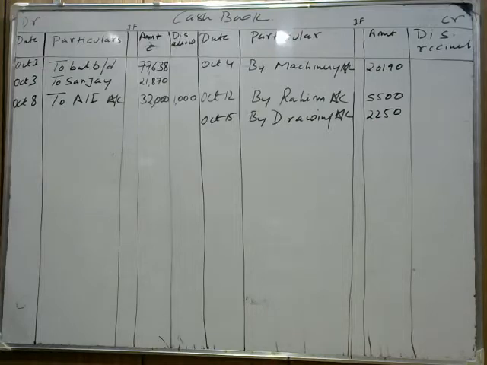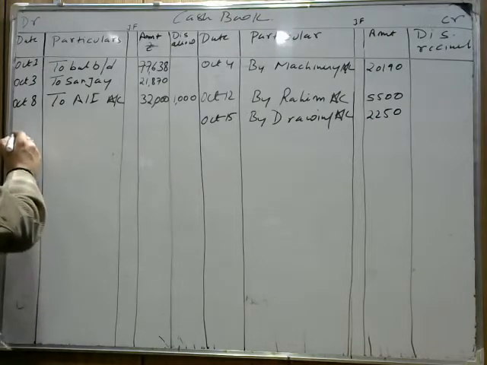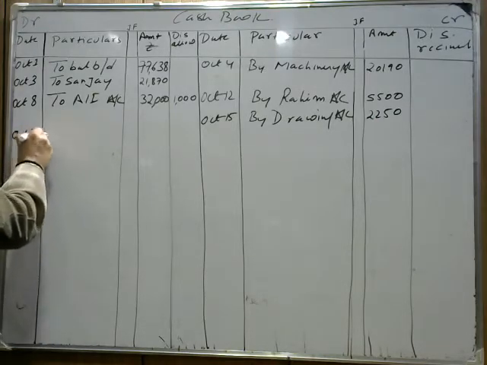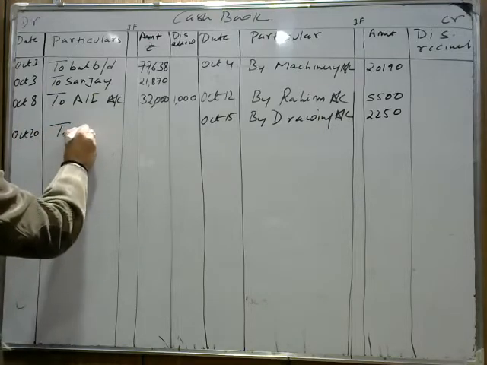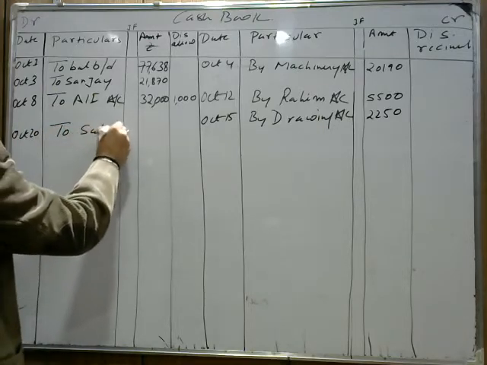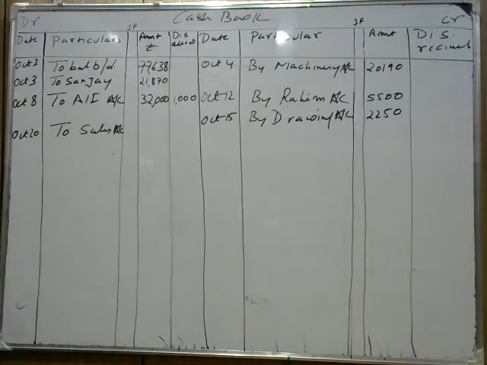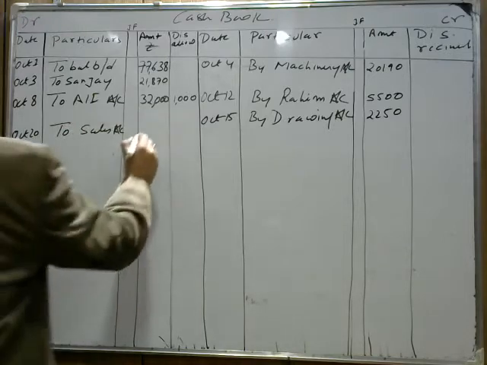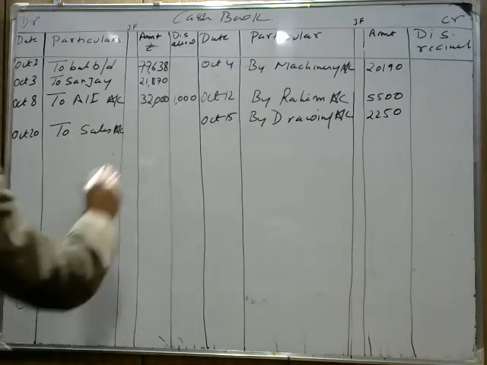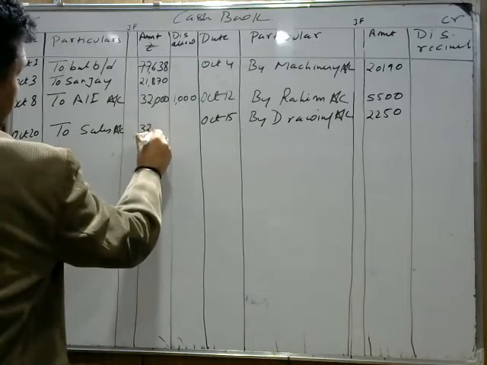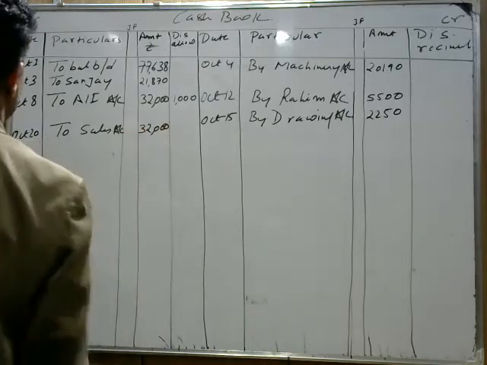On October 20th, there is a cash sale. So we write to sales account because we sold goods. We receive the money, 32,000, as a cash sale. I hope it's clear. 32,000 when we sold goods on cash.